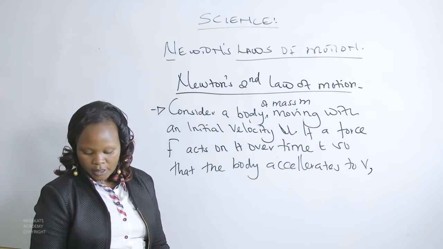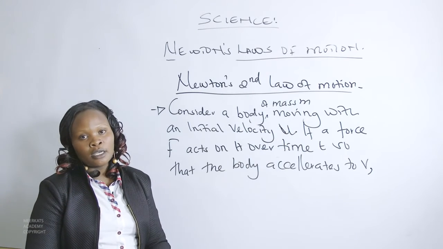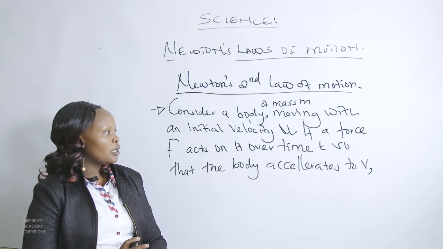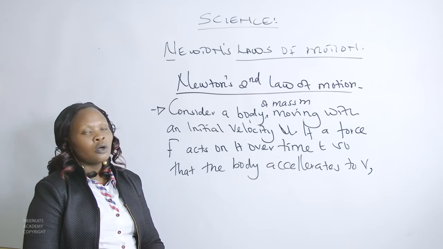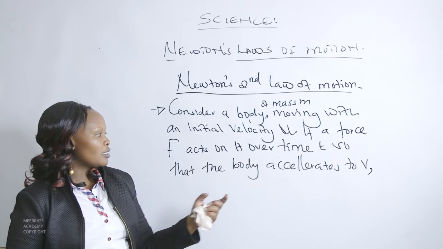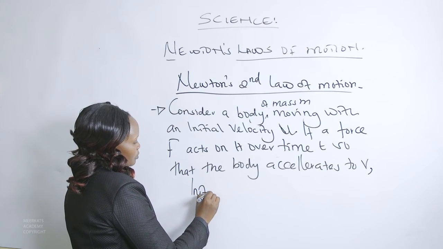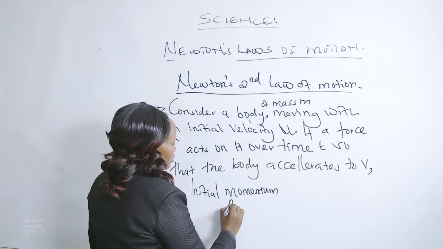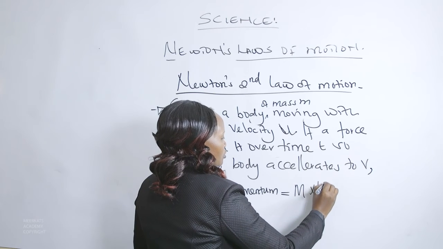Let us consider a body of mass m, again taking a letter to represent our mass. It's moving with an initial velocity, which we are going to call u. We want to introduce an external force to act on this body over a time t, so that finally our body accelerates to v. Now, our initial momentum is going to be given by the mass and the initial velocity.